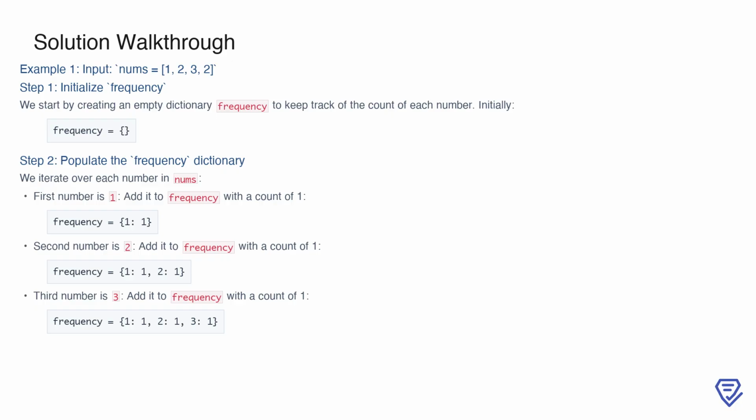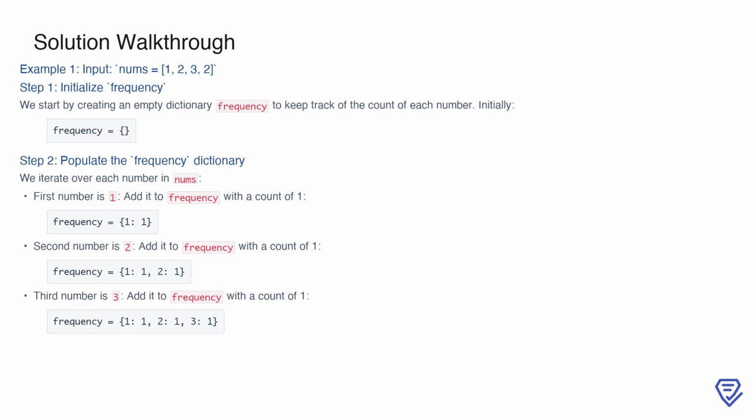To solve the problem of summing up unique elements, we start by working with an example where the input array is nums equals 1, 2, 3, 2. The first step involves initializing a dictionary called frequency. This dictionary will help us keep track of how many times each number appears in the array. Initially, the dictionary is empty, as no numbers have been processed yet.